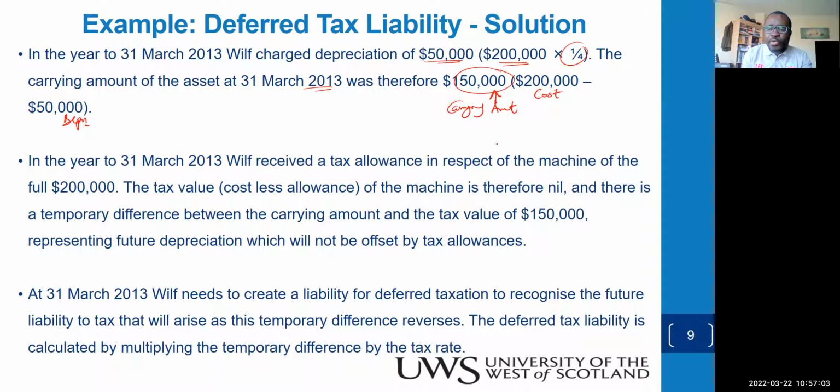Now let's compare this carrying amount to the tax base. Now you realize that they received 100% tax allowance for the entire amount in respect of the machine. So the whole 200,000 was given. So what then becomes the tax base, the tax value? The cost 200,000 minus the entire allowance which was given, 100%, 200,000. So the tax base is zero. Therefore, I need to compare my carrying amount, which is 150,000, against my tax base, which is zero. So my temporary difference will be 150,000.